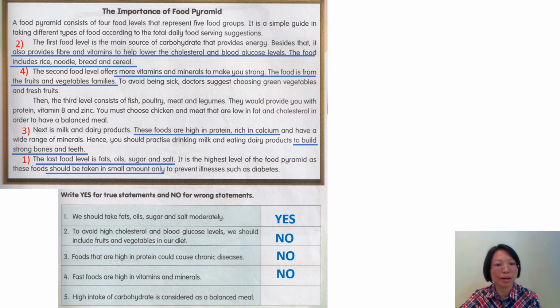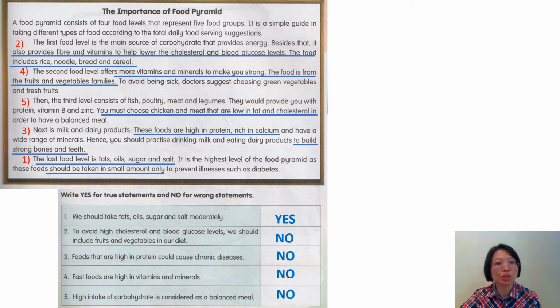Yeah, number 5 here says, high intake of carbohydrate is considered as a balanced meal. Okay, what is the answer? The answer is no. Okay, where do we get the answer from the passage? It is from the fourth paragraph here. Okay, look at what I underline here.